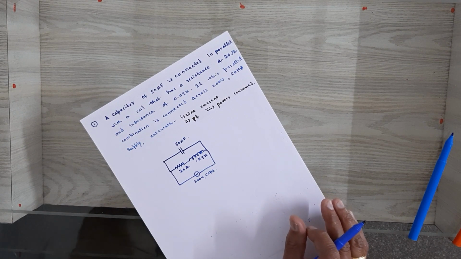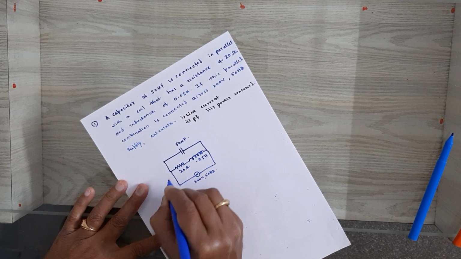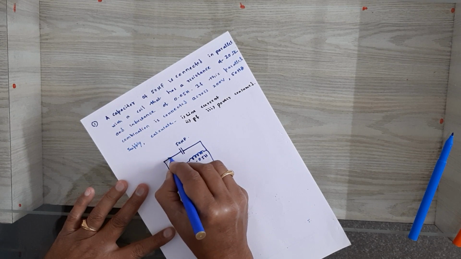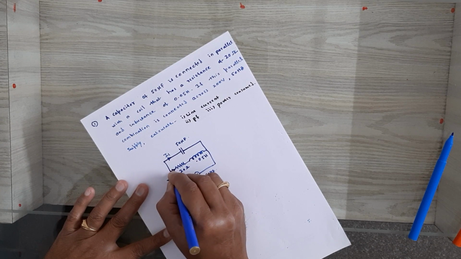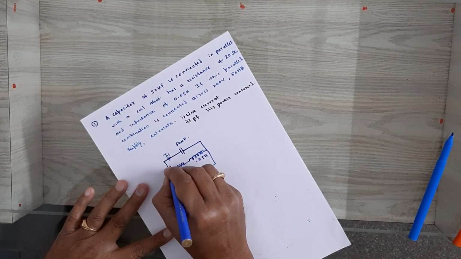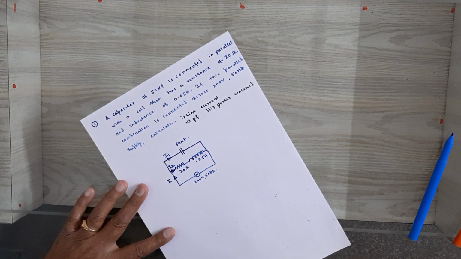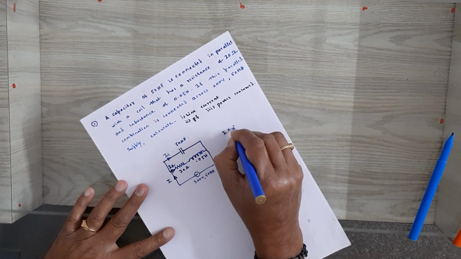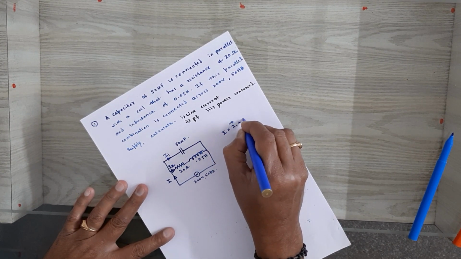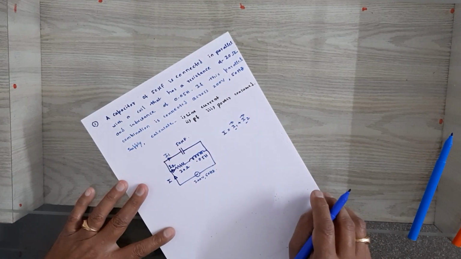Then what is your next step? You have to mark the currents. The total current is I here. The current in the capacitor branch I will call as I1 and the current in the coil branch I will call as I2. We know that the total current I is the vector sum of I1 plus I2. Therefore, our first object is to find out I1 and I2.